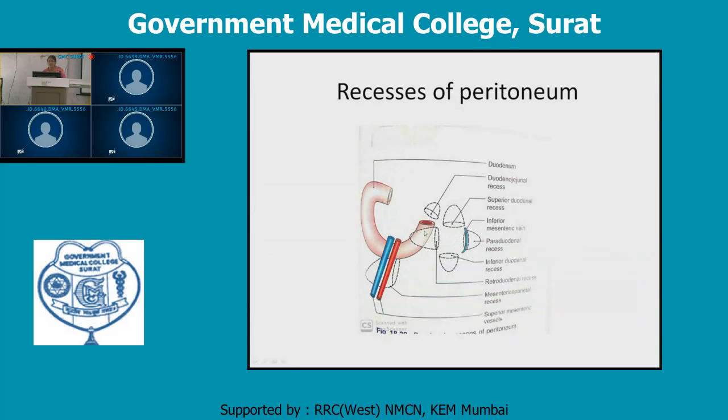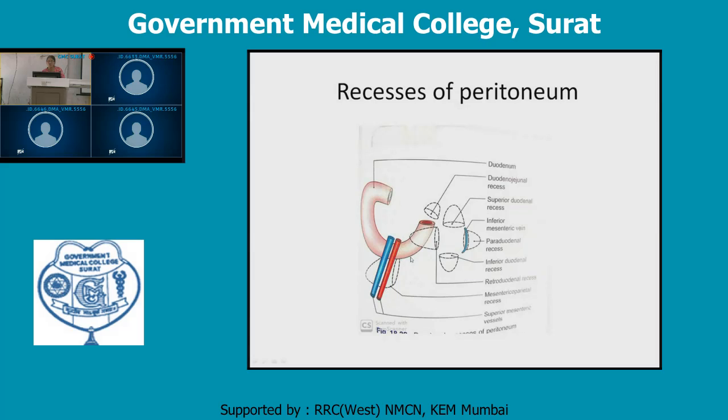And here is the retroduodenal recess behind the fourth part of duodenum, and its orifice is facing towards the left side. And this is an important recess, the paraduodenal recess, its orifice is facing towards the right side, and in it lies the inferior mesenteric vein. And this is the duodenojejunal recess. Its orifice is facing downwards and towards the right. And this is the mesenterico-peritoneal recess, in which lie the superior mesenteric vessels.